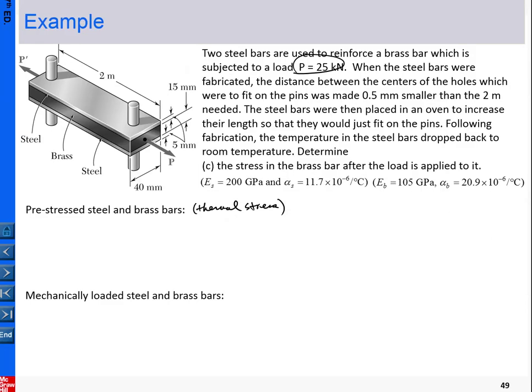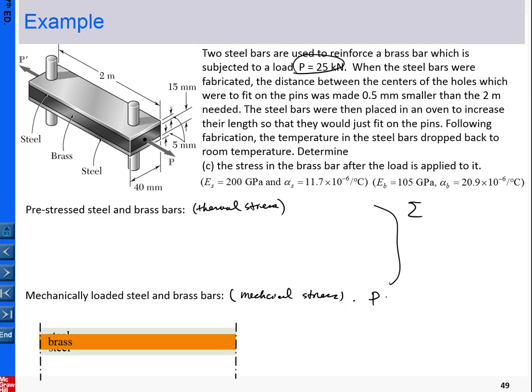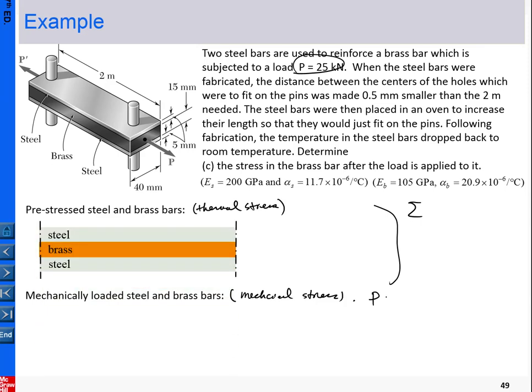And also the additional is the mechanical loading stress. So mechanical, and this is caused by the applied loading P. So basically, once we have the two things, we simply take the summation of the two things together. Okay, here we can calculate.